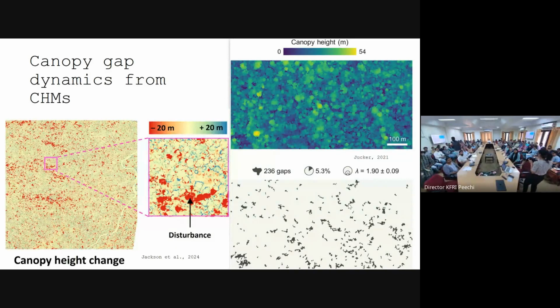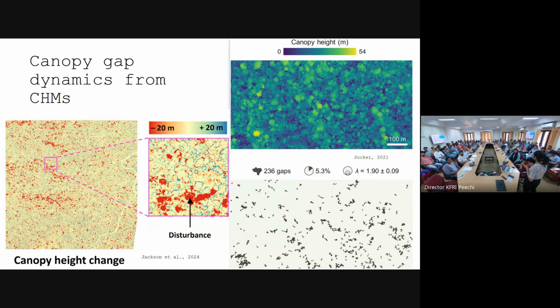And if you have multi-temporal airborne LiDAR data, like in this case, if you can map the canopy height change, you can actually understand which areas are becoming more disturbed, which means you have a reduction in the canopy height, and which areas are actually growing well, which means there is an increase in the canopy height. So airborne LiDAR data are really cool tools to get landscape scale carbon dynamics information.